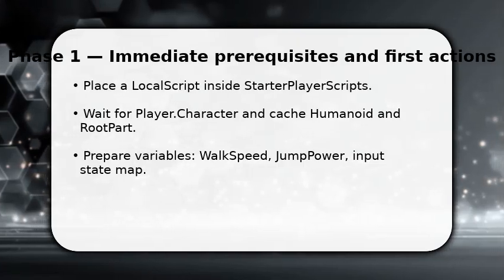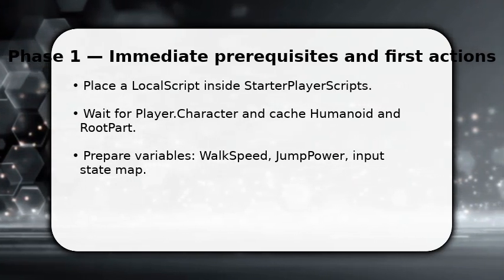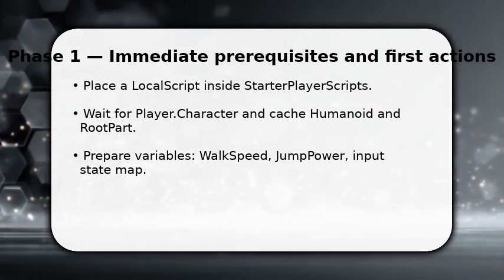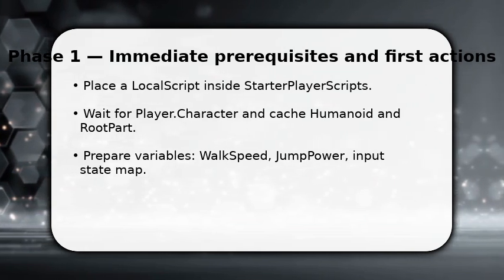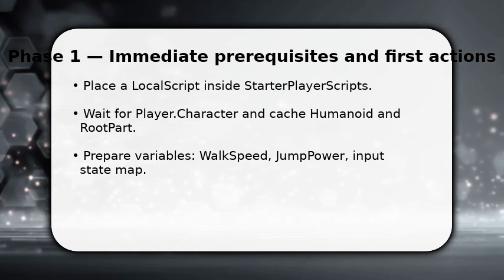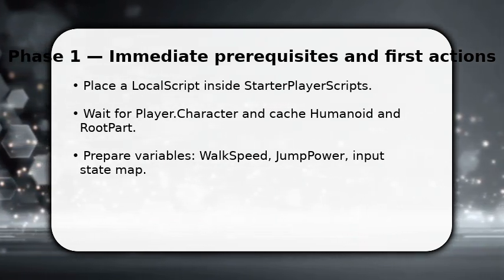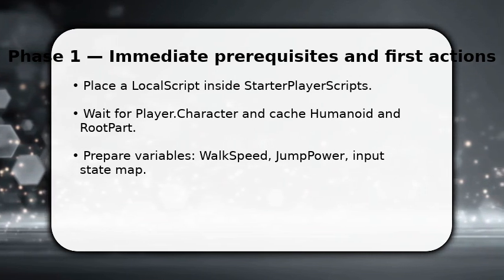You begin by creating a local script in starter player scripts so code runs per client. Once done, get the local player and wait for player.Character to load, then cache character, find first child humanoid, and humanoid root part. You set baseline variables like walk speed and jump power immediately because changing them early avoids jitter.